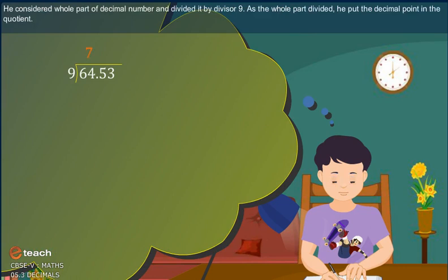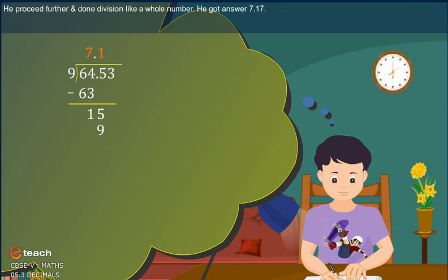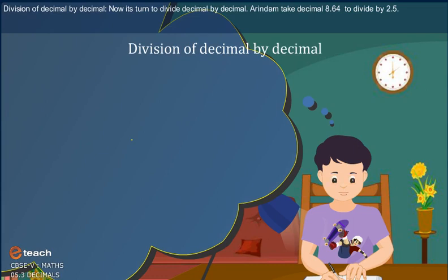He considered the whole part of the decimal number and divided it by the divisor 9. As the whole part was divided, he put the decimal point in the quotient. He proceeded further and did the division like a whole number. He got the answer 7.17.